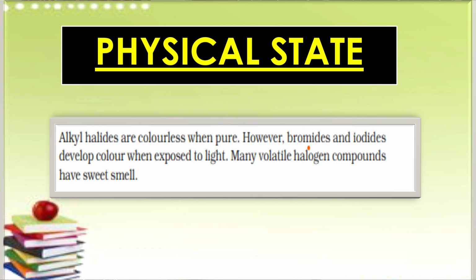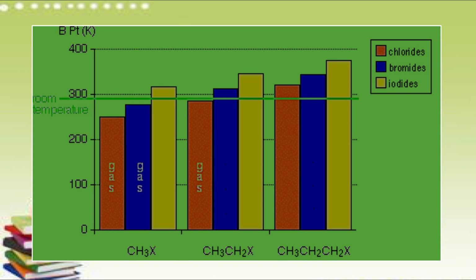Now, let us see this graph. In this table or graph we see the room temperature line, 27 degree centigrade or 300 Kelvin. Below 300 Kelvin we can see the chlorides and bromides of methyl alkyl halide are gases, and we can see ethyl chloride is there. So, methyl chloride, methyl bromide and ethyl chloride are gases.